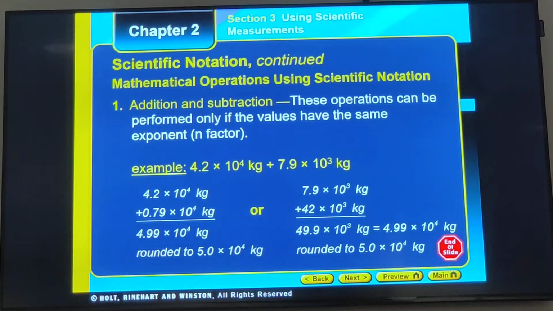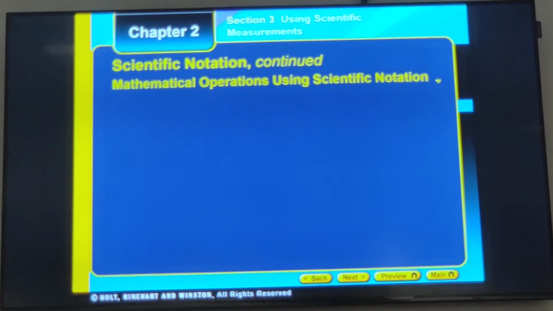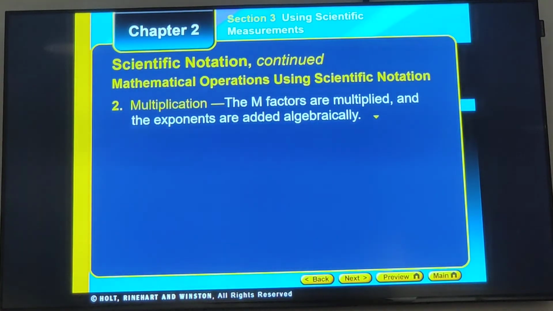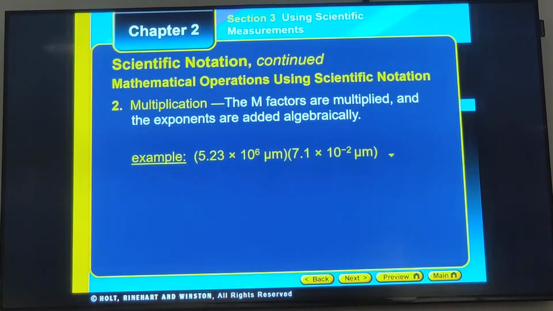We always want to have only one number in front of the decimal. 50 times 10 to the third has two numbers in front of the decimal. So I have to move it to 5.0 times 10 to the fourth. So when it comes to scientific notation, it's really only adding and subtracting that you have to take a little more caution with. But when it's multiplication, you just do it like normal.